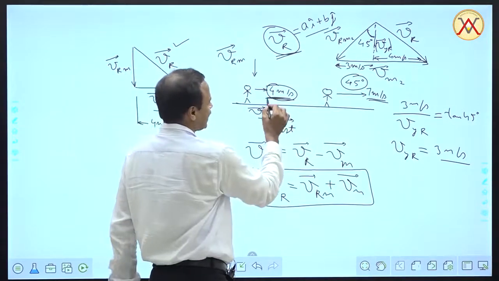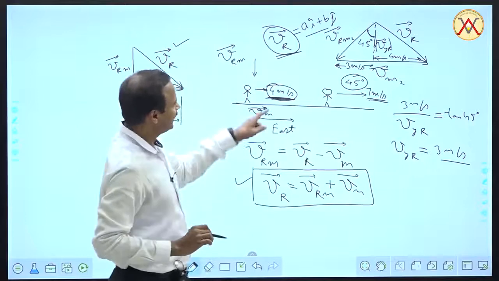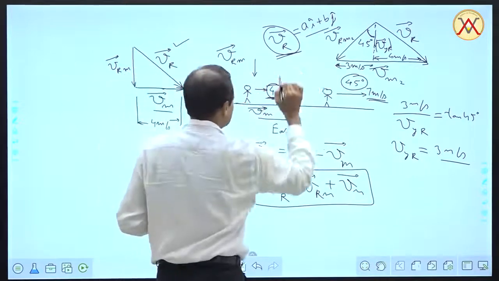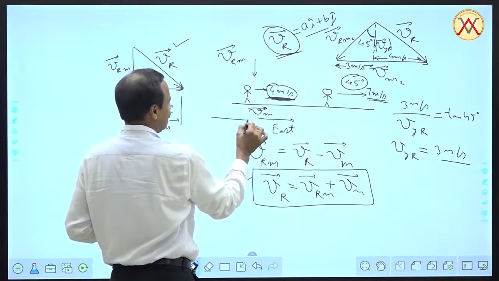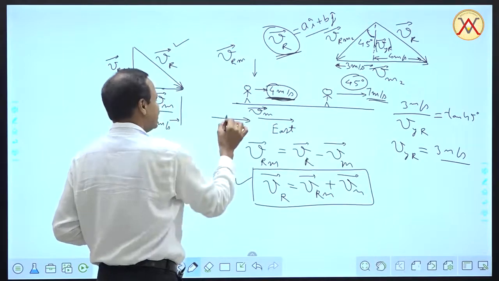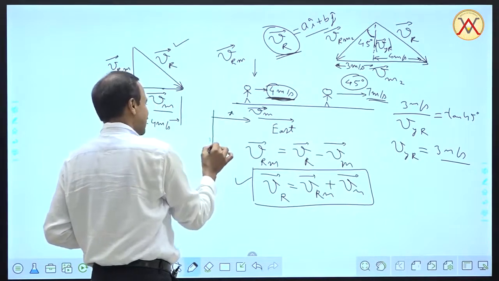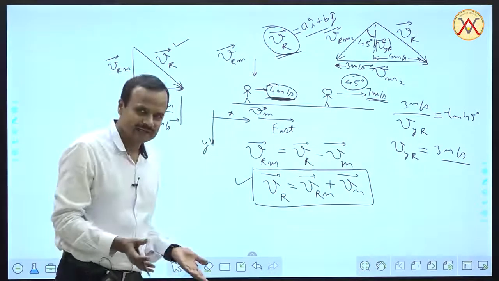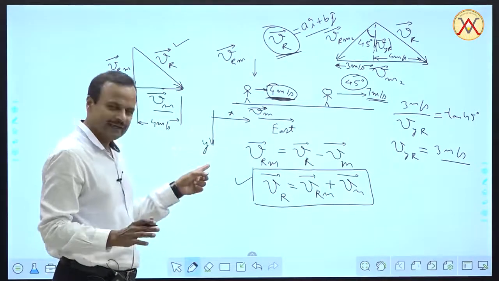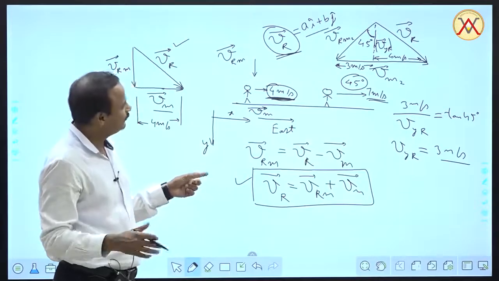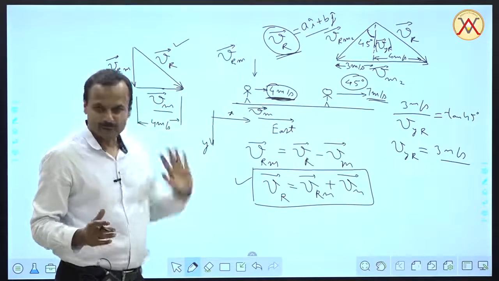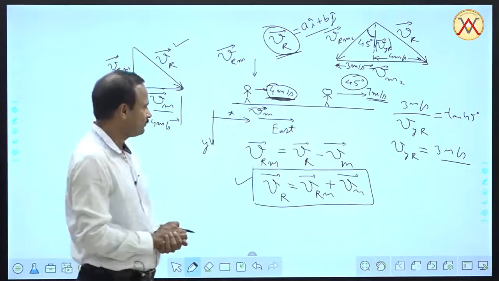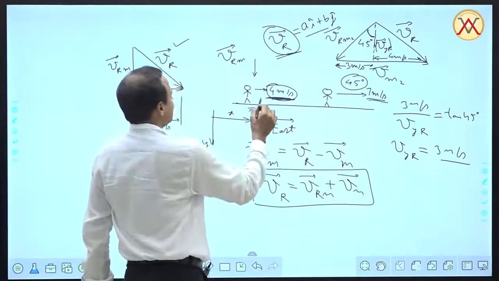Now I can write this 4 meters per second. By the way, I am taking the x-axis along horizontal and the y-axis downwards, because rain we know will be falling downwards. So if I take the y-axis to be downwards, I can expect a positive value for B.